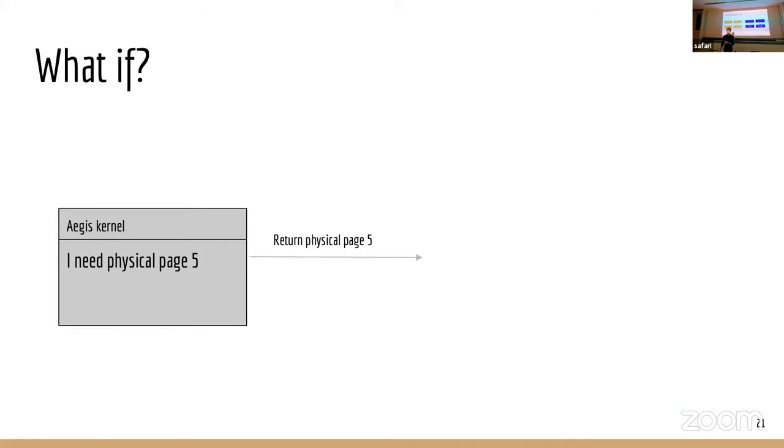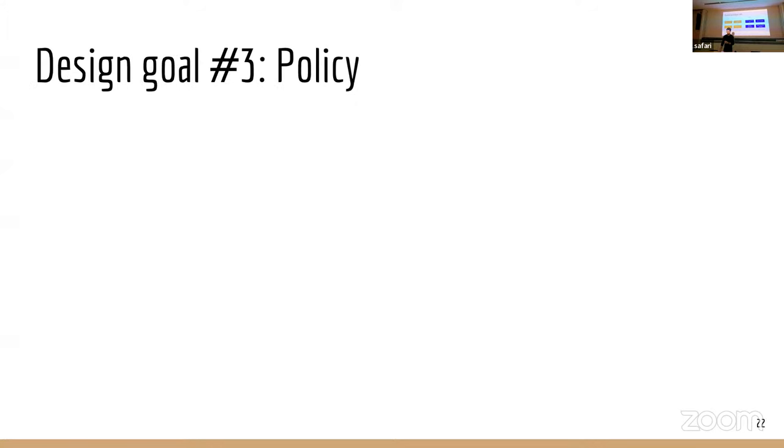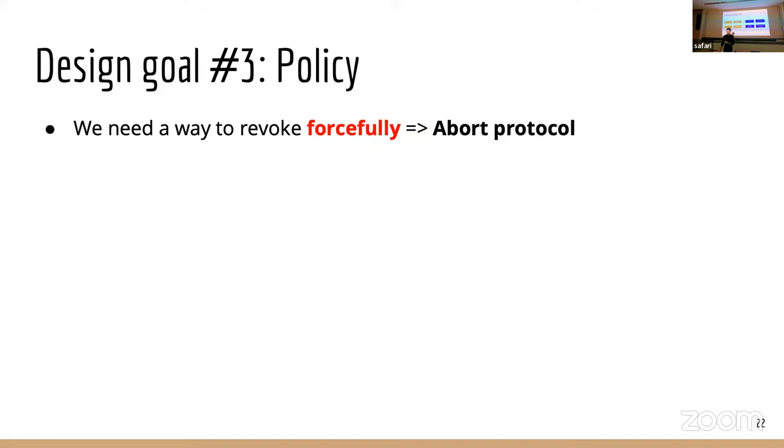But imagine if the IGES kernel requests this physical page 5 and the XOS just says, no, I will keep it. We assume that XOS is untrusted, so a scenario like this is quite likely. Well, this brings us to our third design goal, the rigid policy of IGES, which basically states that we need a way to revoke forcefully. And this is done through the abort protocol.